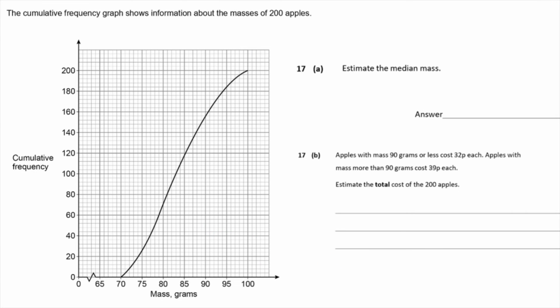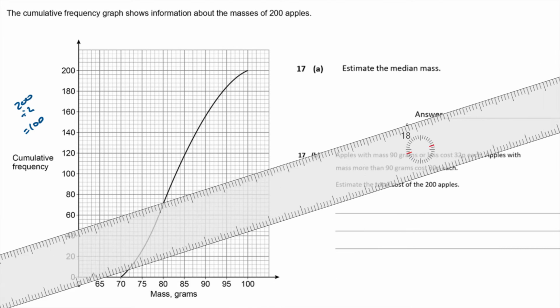Question 17. The cumulative frequency graph shows information about the masses of 200 apples. Part A says estimate the median mass. Okay, now the median is going to be halfway through our data set. When the number of points is small, it's better to add 1 before you divide by 2, but when you've got 200, probably the easiest way is just divide straight by 2. That means I need to look across from 100 to find the median.